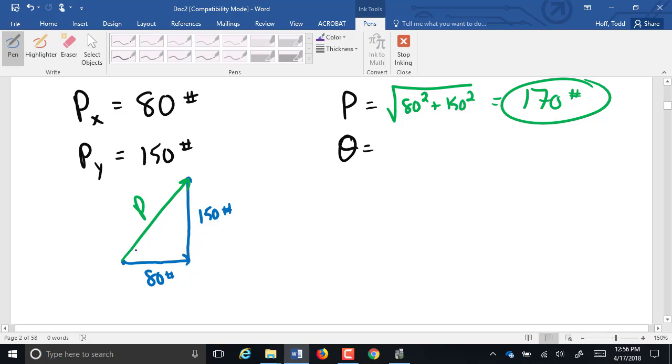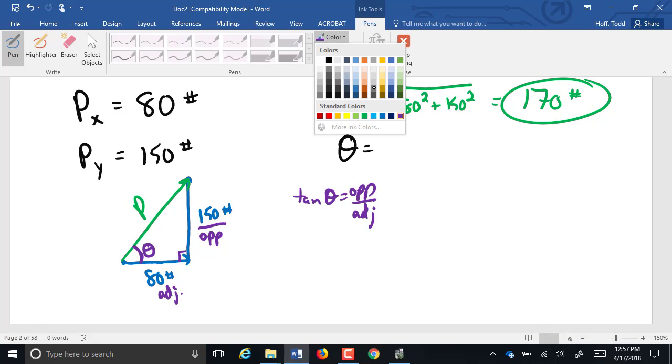Now our angle, our direction, theta, is just this angle right here, isn't it? So we have the 150, which side of that triangle is it? Is it the hypotenuse? No. Is it opposite or adjacent? Opposite. The 80 is then the adjacent. So we are dealing with a tangent here. Tangent theta equals opposite over adjacent.